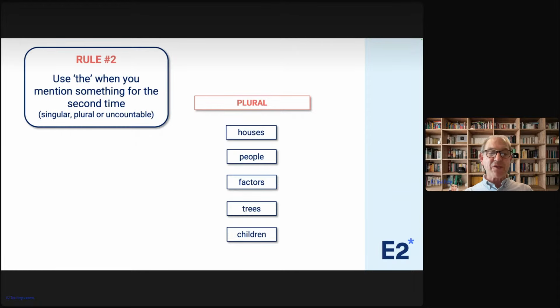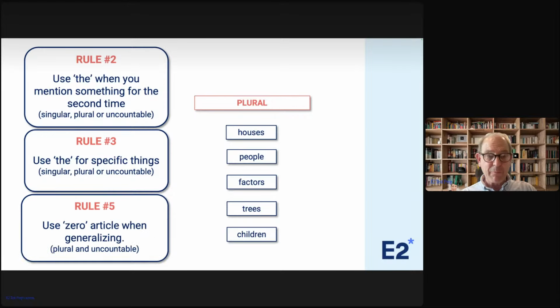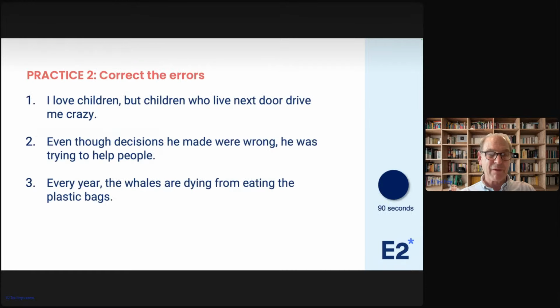Use the when you mention something for the second time. Yep, singular, plural, or uncountable. All right. Play by the rules. Use the for specific things, plural, and use zero article when generalizing. And that's the good thing. So, people in general, people like to eat. People in general, there's no the. Trees have green leaves. Not the trees, not specific, but trees in general. Children love to play outside. Children in general.